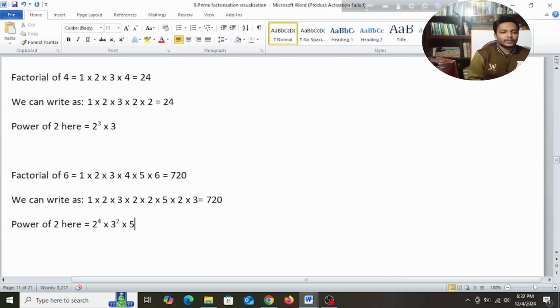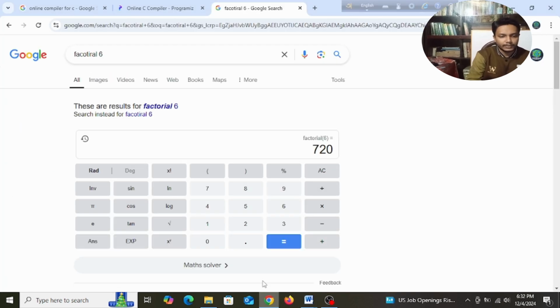Okay, guys, so the factorial of 6 is 720. You can see here 1 into 2 into 3 into 4 into 5 into 6 is 720. We can write this as 1 into 2 into 3, and 4 as 2 into 2, and then 5, and then 2 into 3. So this is how we can get 720 as well. So how many 2's are here, guys? 1, 2, 3, and 4. So you see here 2 to the power 4 and 3 squared. So 3 is only there 2 times, guys.